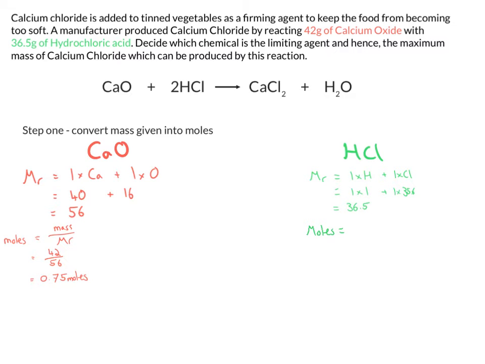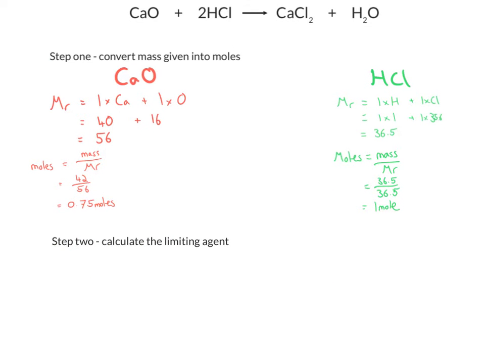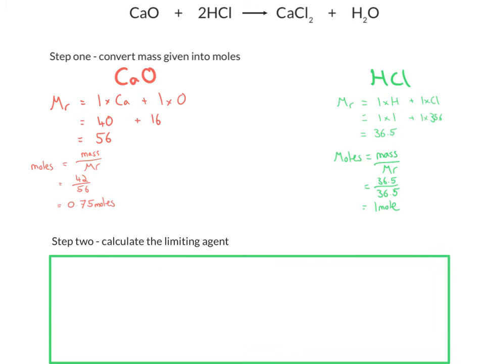Same as before, moles is equal to my mass over my MR. So it's going to be 36.5, which is my mass from my question, divided by 36.5, which is my MR. So it's equal to 1 mole. The next thing I have to do then is to calculate my limiting agent. Now, this is a new step. This isn't something that is done in any other type of mole calculations. What I'd strongly suggest you do is put it in a separate wee box. The reason for this is we only do this step to calculate our limiting agent. We don't use it for anything else.